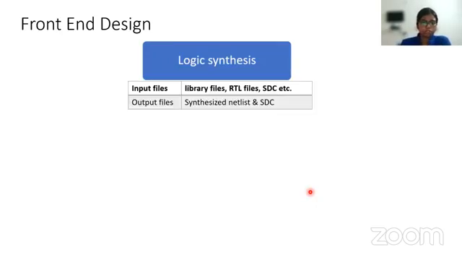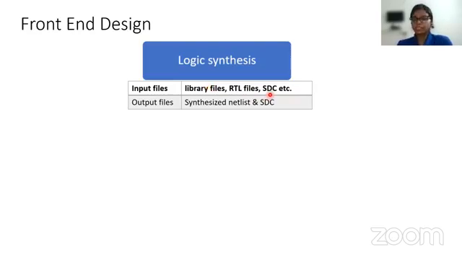I have listed here the minimum inputs needed for running the synthesis. We would need library files, RTL files, and SDC. We have already discussed the RTL files in the previous slide. So let's look at what a library file is and what an SDC is.